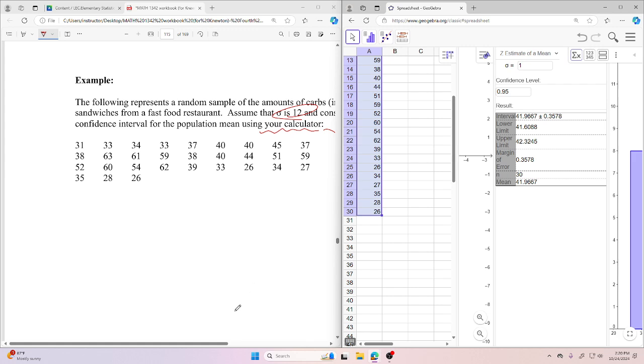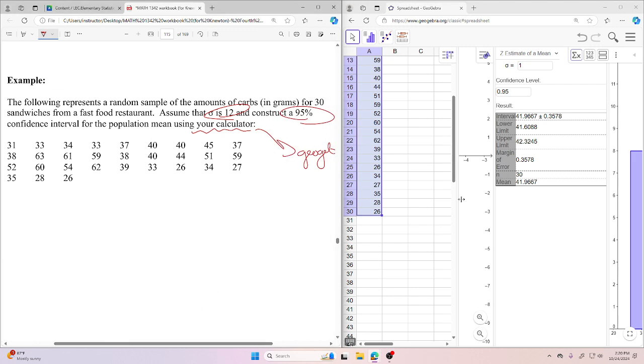So, let me see what we got. Confidence interval of 95. So we're good. 95. There it is. We're done. But we're not. No. We're not. What did I forget? What did I not type in? What did I circle and not type in? The standard deviation, 12.